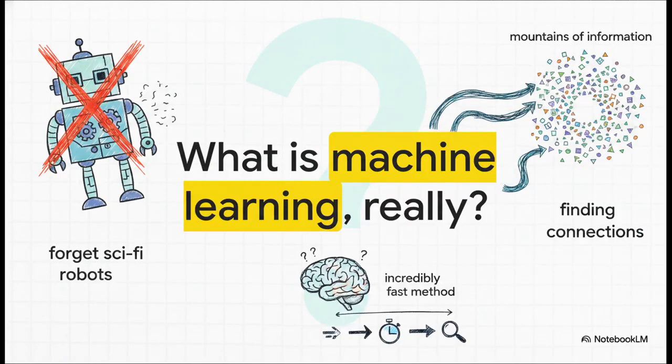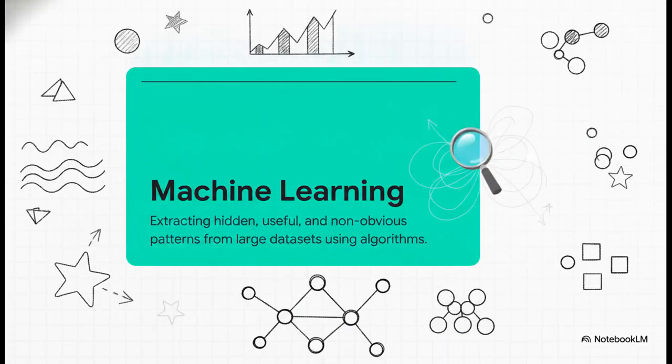So, what is machine learning really? First off, I want you to completely forget about the sci-fi movies for a second. Seriously, forget about the magic robots taking over the world. Instead, think about how algorithms actually understand and process our reality. It's not about machines suddenly becoming sentient. It's actually about a highly systematic, insanely fast method of sorting through mountains of information to find connections that a human brain would just take way too long to spot. Okay, let's dive into this.